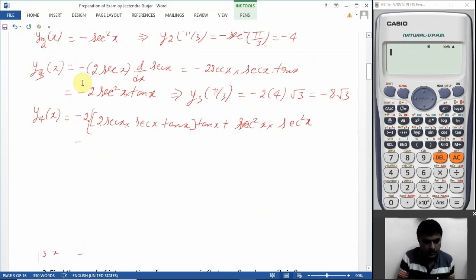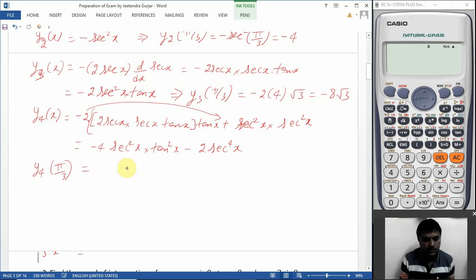So if you simplify this, students, please see that you will get minus, I will take inside, so minus 4 sec x is going to become sec square x into tan square x. So minus 2 I will multiply this side, so this is going to become minus 2 sec raised to 4x. Is it clear? Now this is y4 of pi by 3. I will take x is equal to pi by 3. So if you substitute, you will get minus 80. So all these values if you substitute in the formula, then your answer is over.